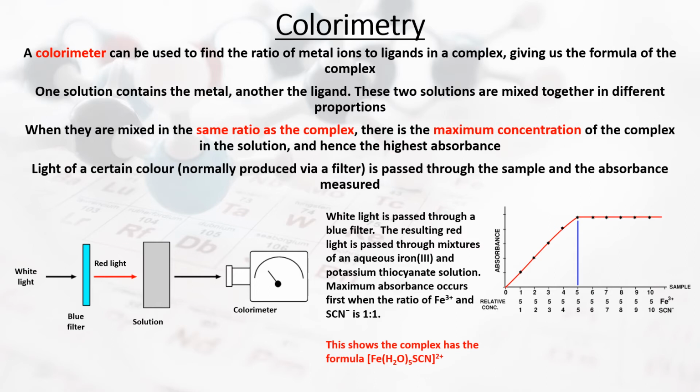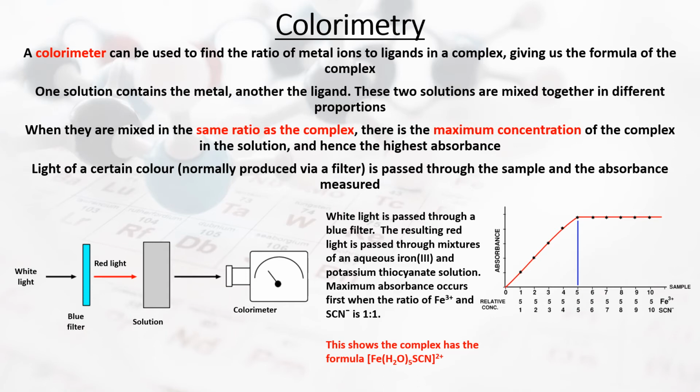Now these two solutions are mixed together in different proportions, and you can see the graph at the bottom right here. As you go along the x-axis, you're mixing these two solutions in different relative concentrations. We go from 5:1 for the iron to the thiocyanate, so a much higher excess of iron, and as we go from left to right we increase the thiocyanate concentration relative to the iron, to the point where we have 5 and 5, a 1:1 ratio, all the way through to 5:10, which is double the amount of thiocyanate than iron.